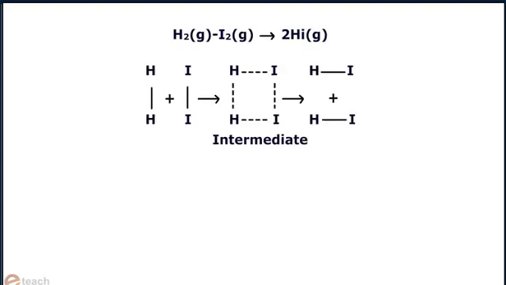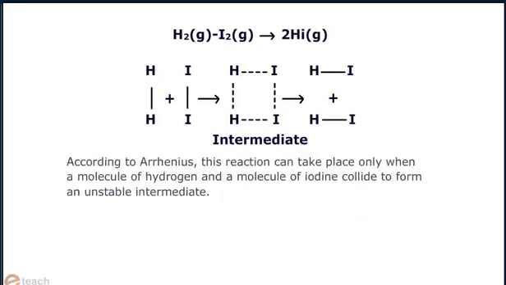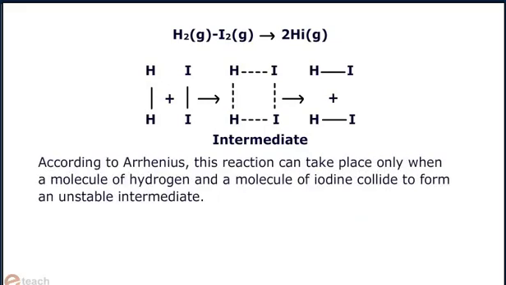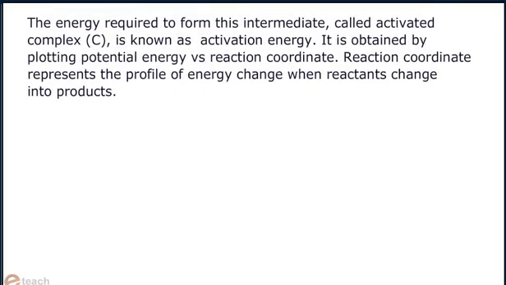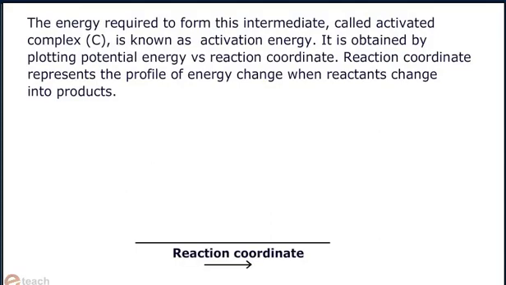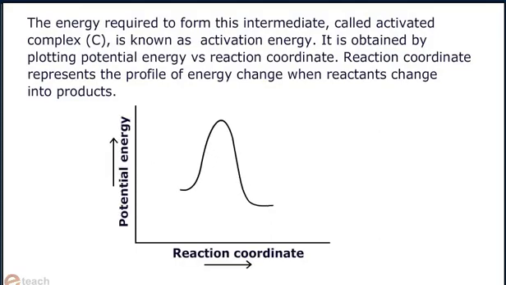H2 plus I2 gives 2HI. According to Arrhenius, this reaction can take place only when a molecule of hydrogen and a molecule of iodine collide to form an unstable intermediate. It exists for a very short time and then breaks up to form two molecules of hydrogen iodide. The energy required to form this intermediate, called the activated complex, is known as activation energy.